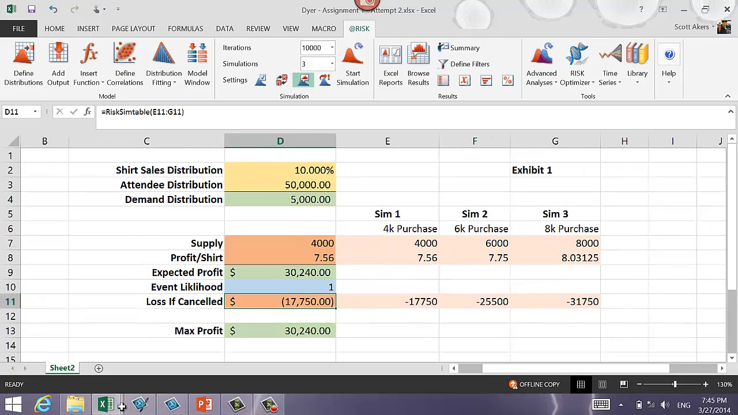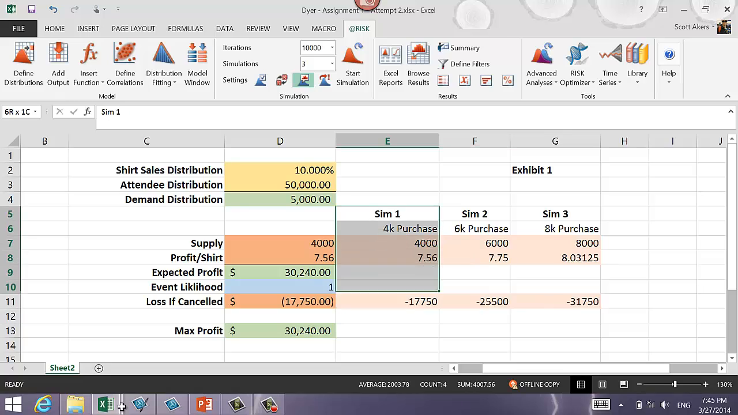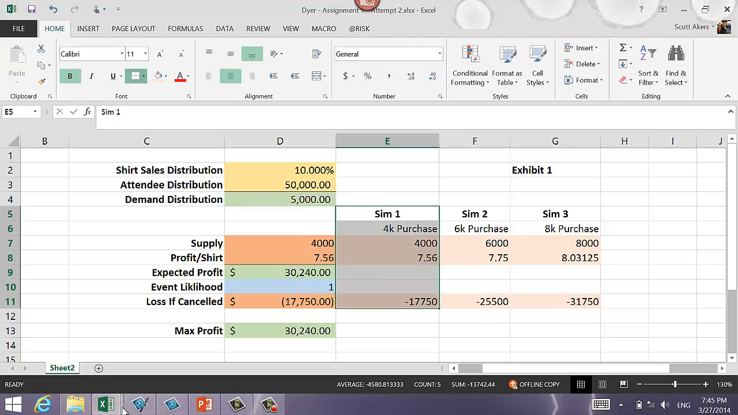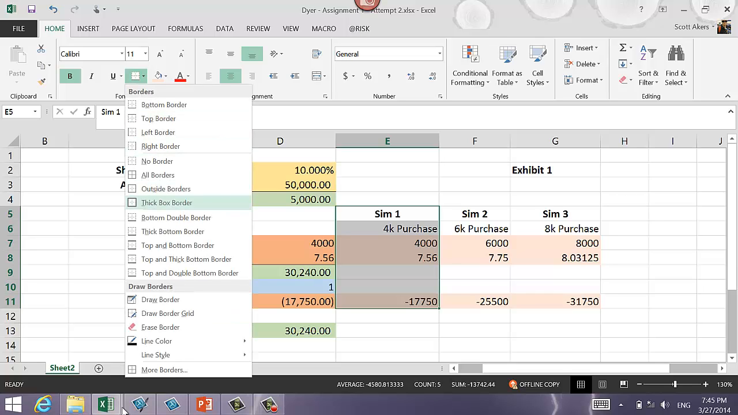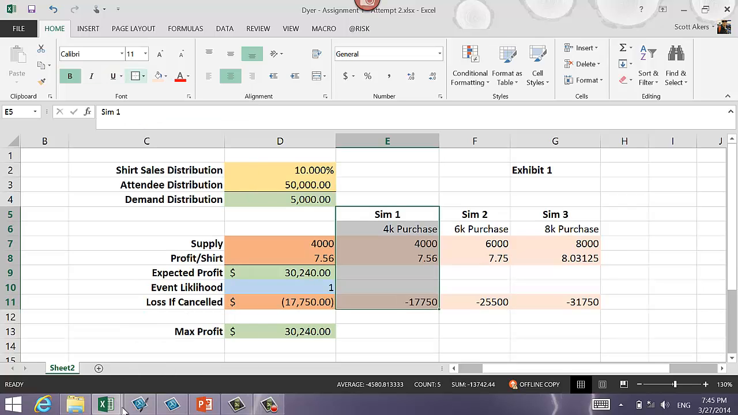You have your next sim table, which is if you purchase 4,000 shirts, it costs you $17,000. If you purchase 6,000 shirts, it costs you $25,000. If you purchase 8,000 shirts, it costs you $31,000. And this would also equal the negative value of the $12 multiplied by, because that's how much I pay for each shirt.